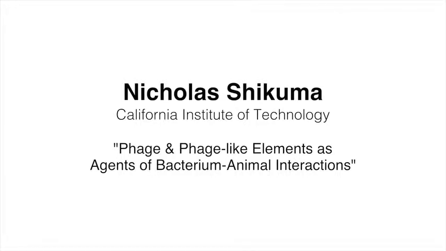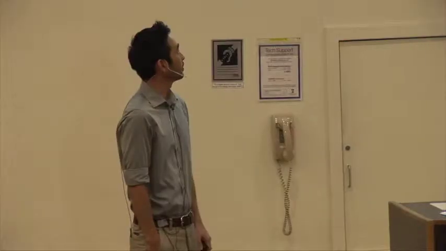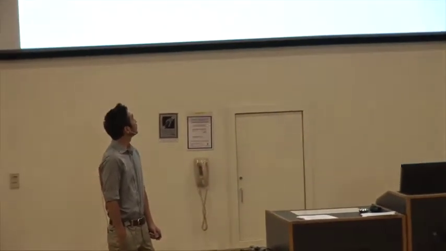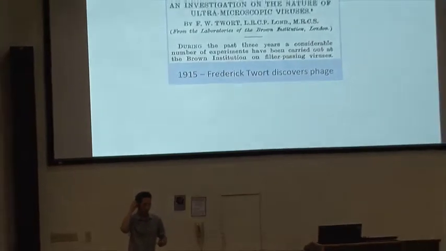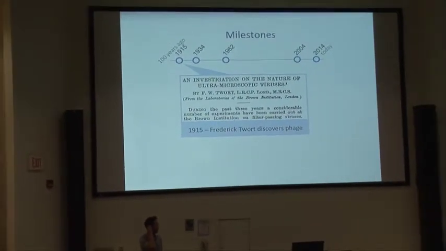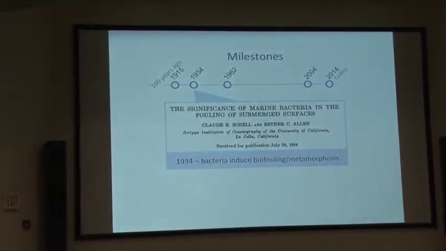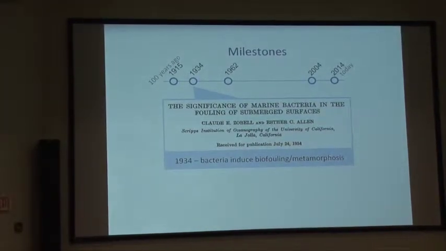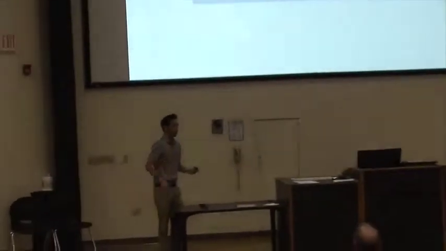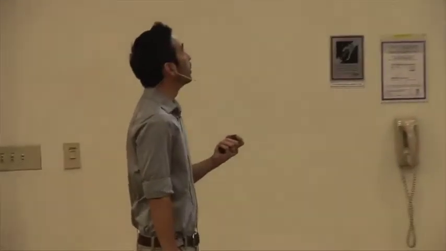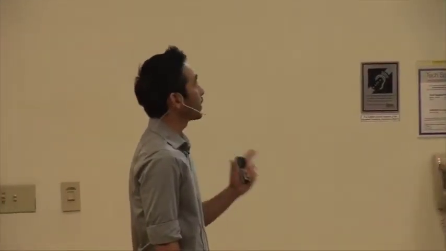So we're all here because Frederick Twort discovered phage in 1915. But what I want to tell you about is the interactions between bacteria and animals. One important discovery was made in 1934. This is seemingly unrelated to phage, but Claude Zobell first discovered that bacteria can actually induce the development of animals, of marine animals specifically.